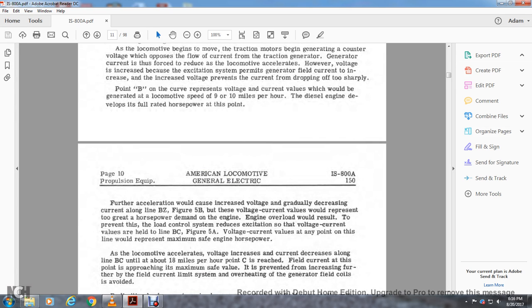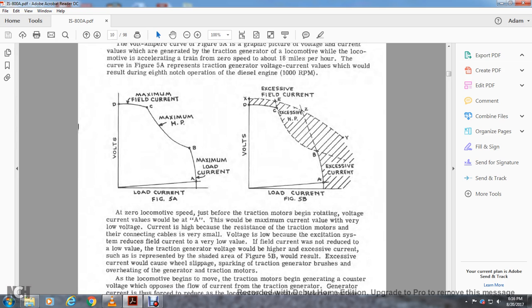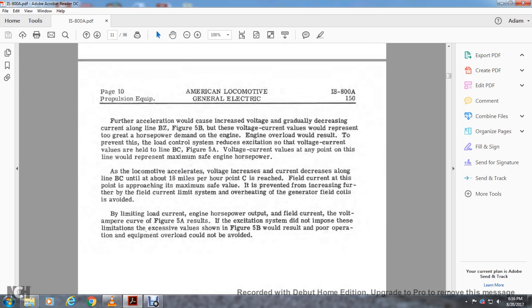Further acceleration would cause the voltage to increase gradually as the current decreases, in line with BZ in figure 5B, where the voltage and current values would represent a horsepower demand on the engine, and overload would result. To prevent this, the load current control system reduces excitation so the voltage and current values are held at line BC in figure 5A. Voltage and current values at this point represent maximum safe engine horsepower. So B to C is your maximum horsepower, B to A is maximum load current, and B to D to C is maximum field current.